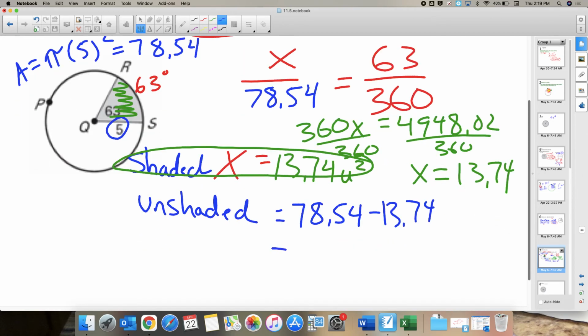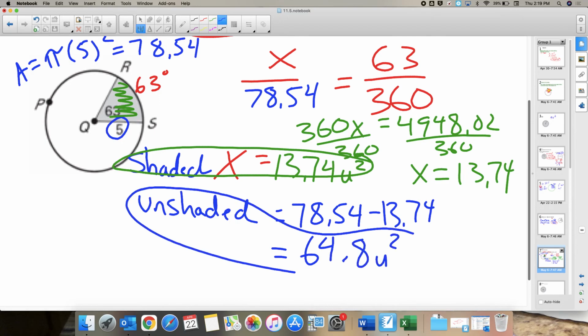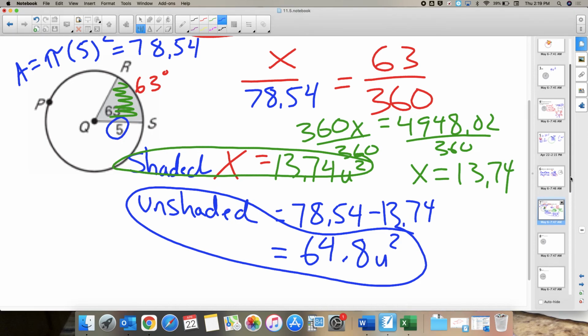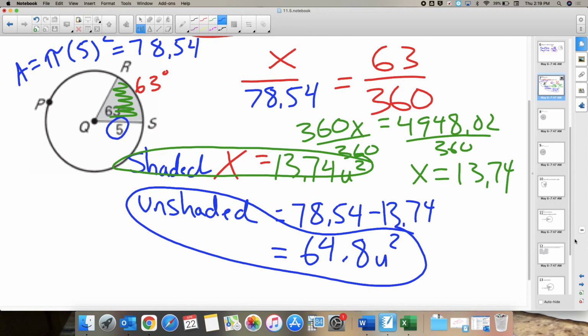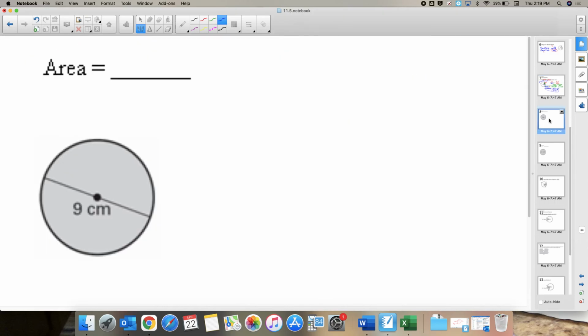To give us an unshaded area of 64.8, and in this case, units squared again. So shaded was 13.74, unshaded was 64.8. So that is our idea in these problems. Take a look at your next one then.